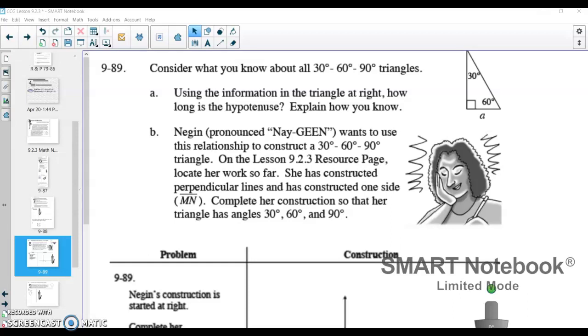All right, here is part 2 of lesson 923. In day 2 of constructions, we did the parallel lines, we did the square, and now we're going to do the 30, 60, 90 triangle.